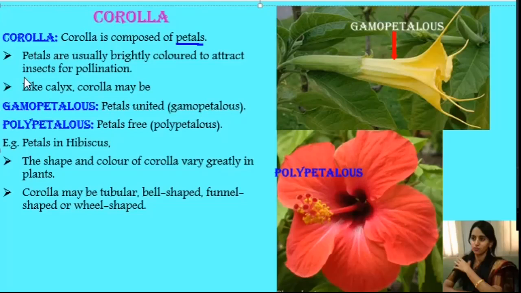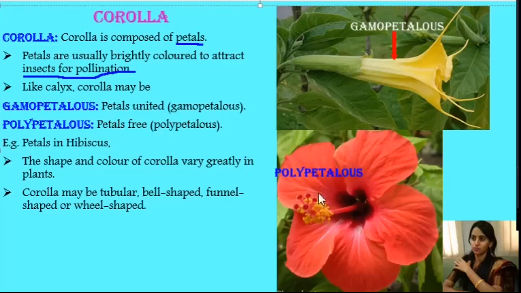This is very important. When petals are brightly colored, what is the function of these petals? They attract the insects for what? For pollination. Like the calyx, in the corolla the petals may be united. Look at this flower, this is the corolla, and these petals are united. That condition is known as gamopetalous. What is gamopetalous corolla? The petals are united or fused.